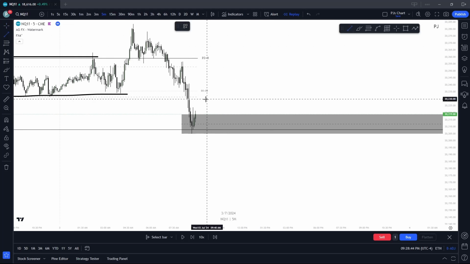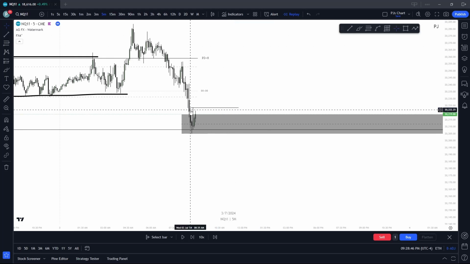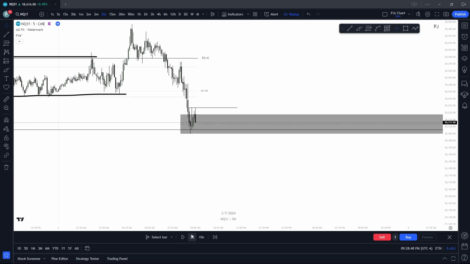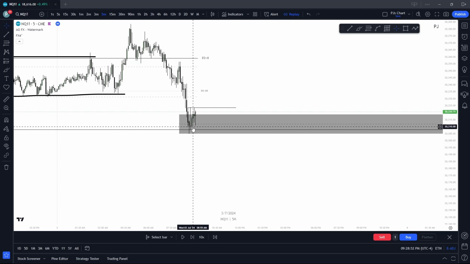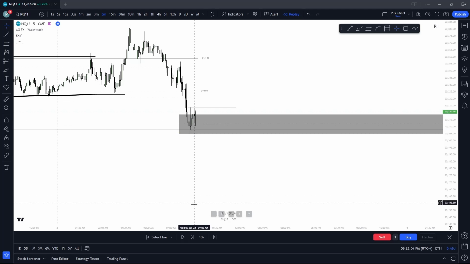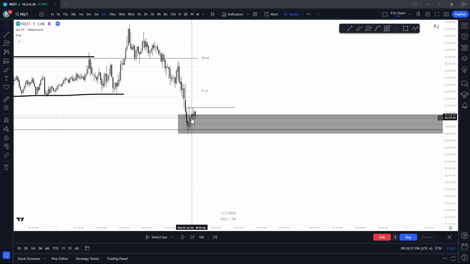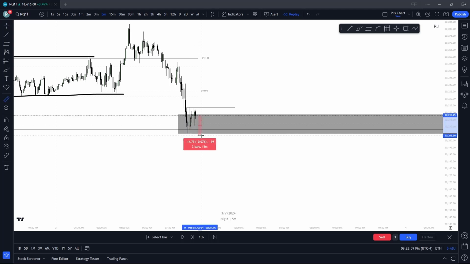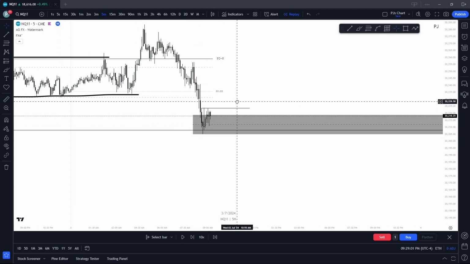Honestly, 2 equal highs, we should go ahead and break that. More equal highs. 9:05. Honestly, that's a lot less than I thought it would be.